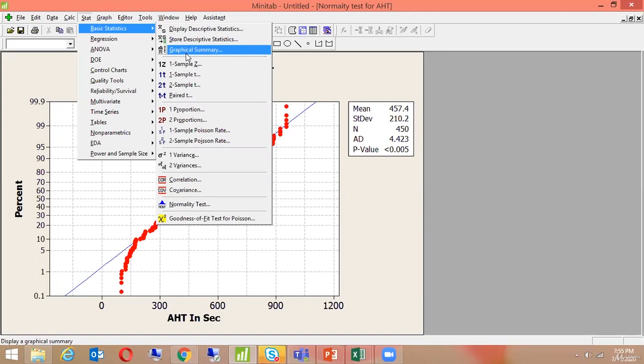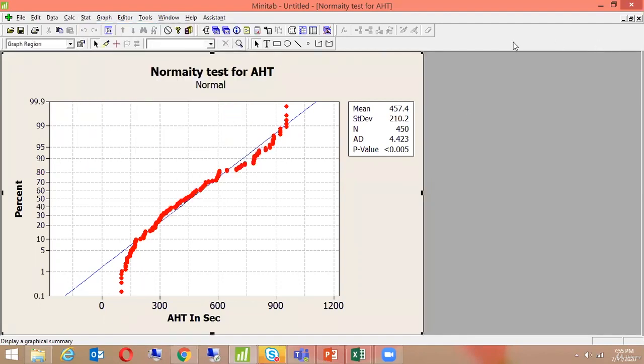So that is the normality distribution that we have covered, along with the histogram, which helps you to look at whether the data is normally distributed or not normally distributed.